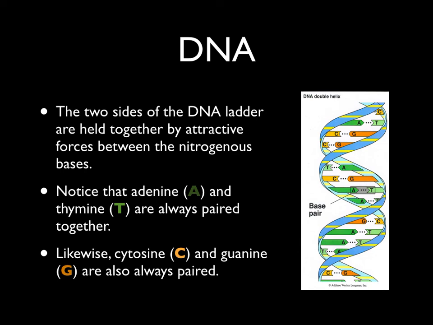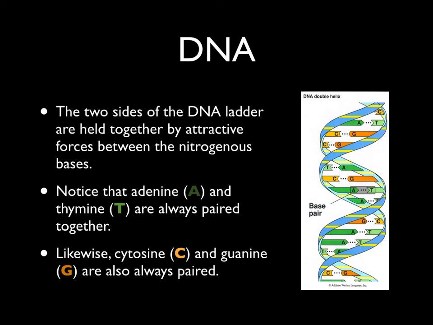Now, mutations in DNA may result in a mismatched base pair, but at this point we're not going to concern ourselves with DNA mutations. So for now, keep in mind this basic structure of DNA and the general rule that adenine and thymine always pair together and cytosine and guanine always pair together, and those bases are held together by attractive forces. But the question to ask at this point is, what kind of attractive forces hold those bases together?